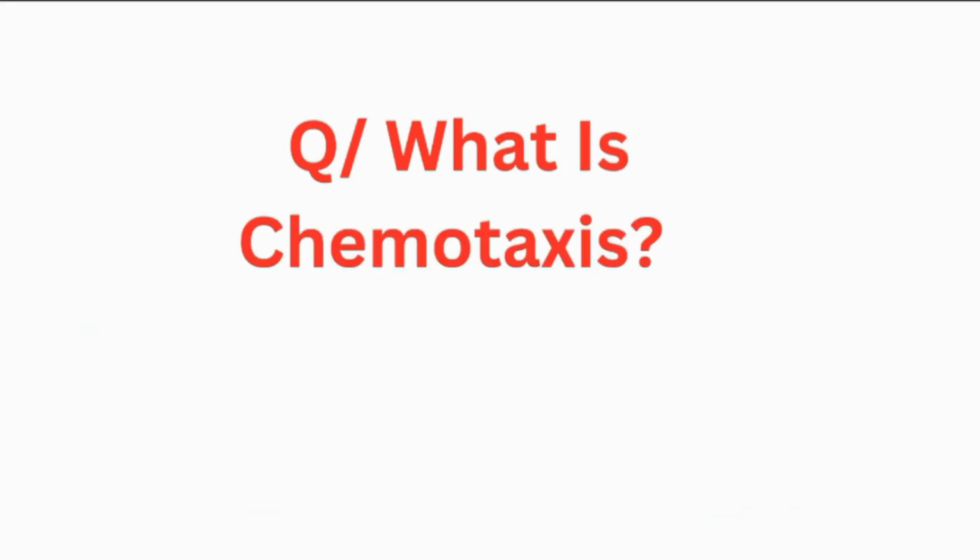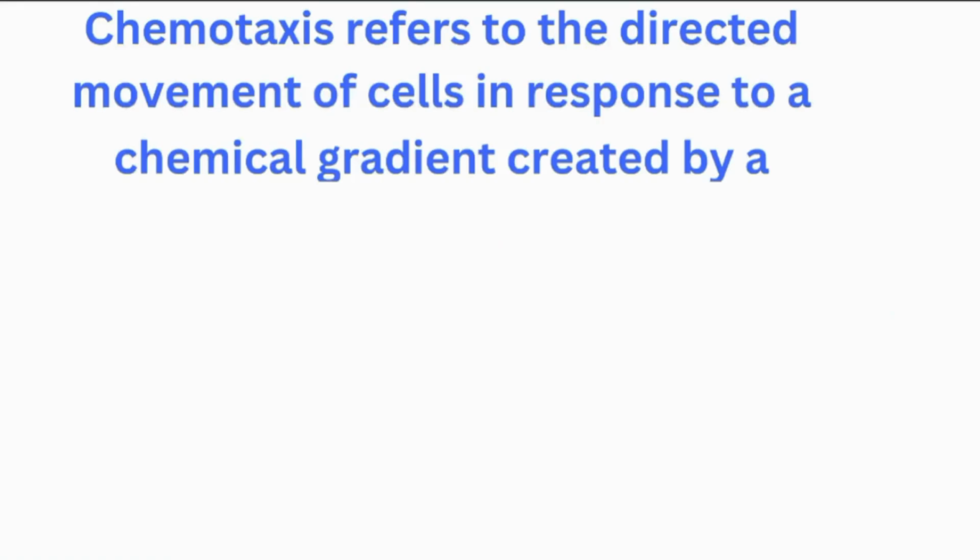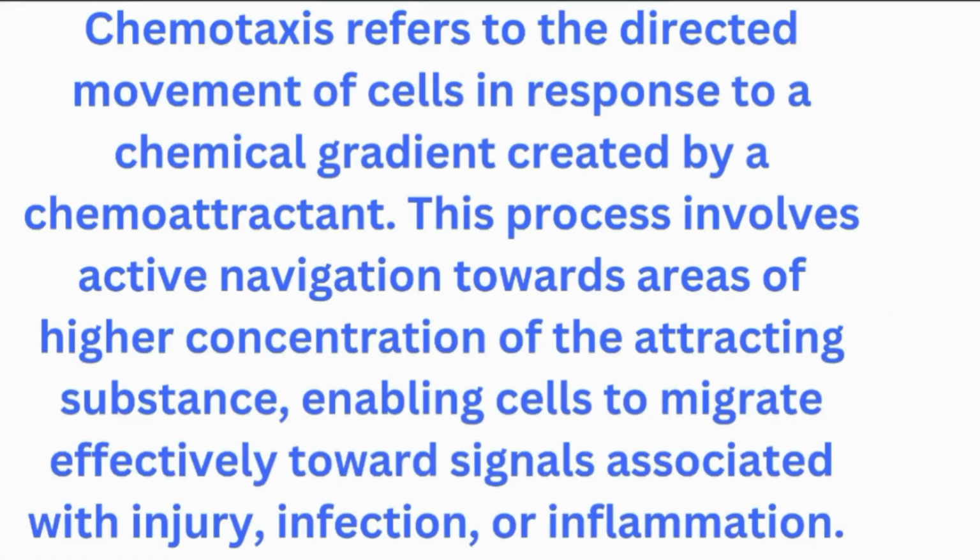The next question: what is chemotaxis? Well, the answer: chemotaxis refers to the directed movement of cells in response to a chemical gradient created by a chemoattractant. This process involves active navigation towards areas of higher concentration of the attracting substance, enabling cells to migrate effectively toward signals linked with injury, infection, or inflammation.